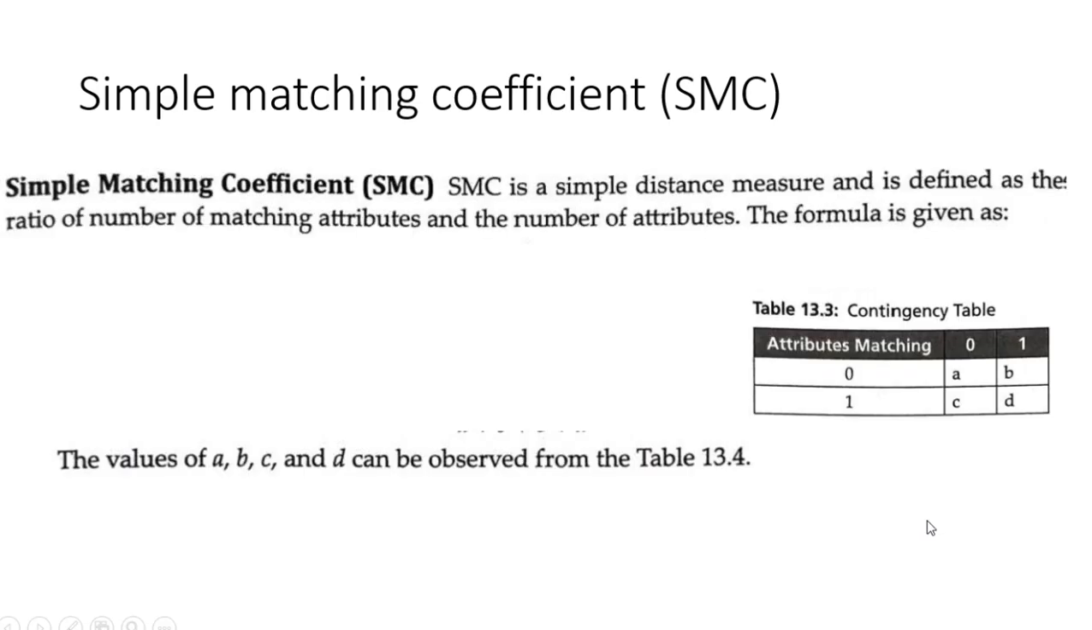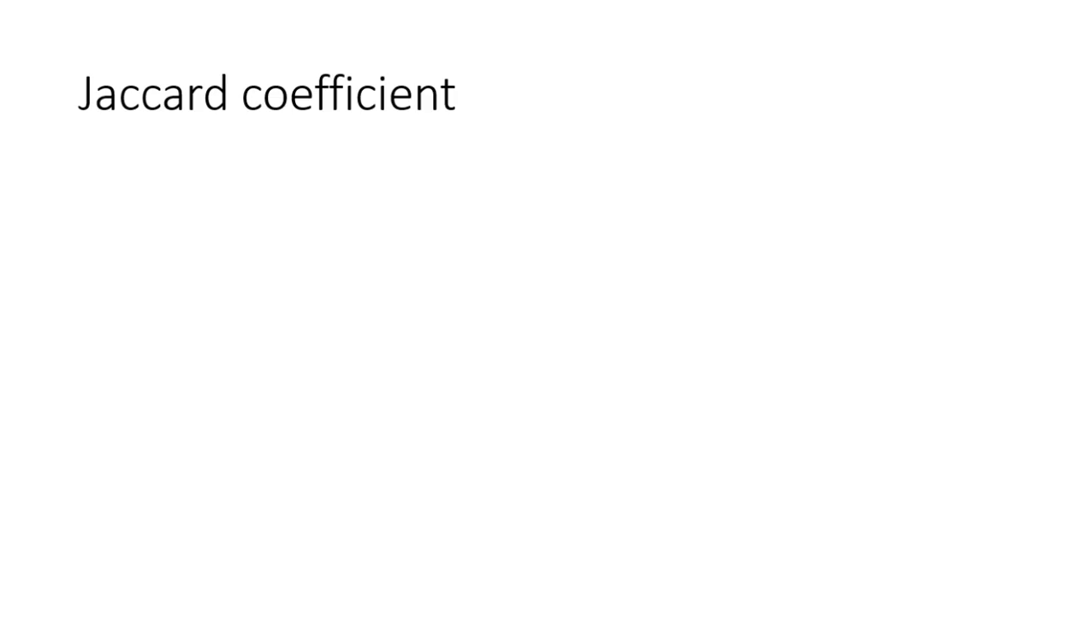The next one is the simple matching coefficient. This is another proximity measure, used to find the ratio of the number of matching attributes to the number of attributes. The formula for SMC, in short, is a plus d divided by a plus b plus c plus d. So you write the contingency table, find all the values, and then just substitute. You need to remember these formulas for doing the problems next.